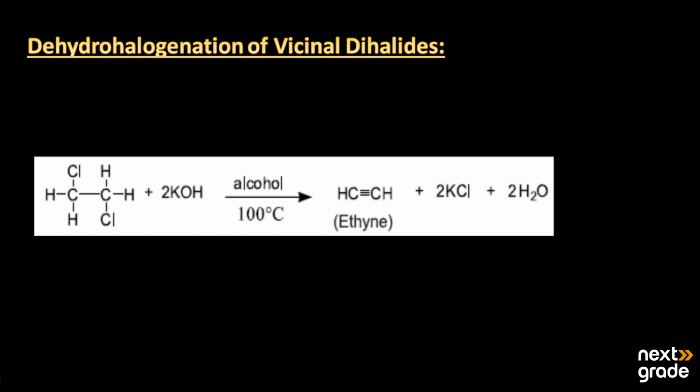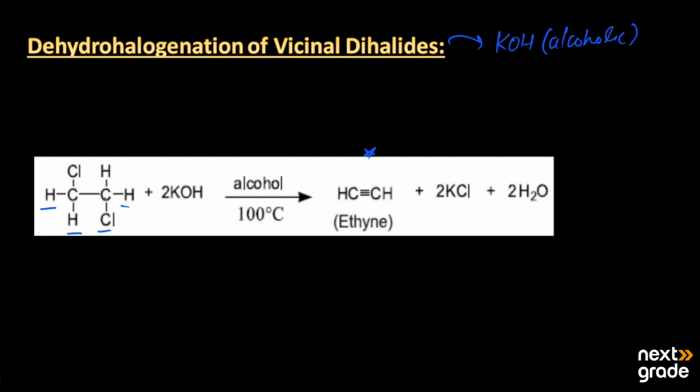Basically, in this method, when we have vicinal dihalides and they are treated with simple alcoholic KOH, then what is going to happen? Two hydrogen atoms along with two halogen atoms will be removed, and we make the simplest member, which is ethyne. So let's have a look at it.